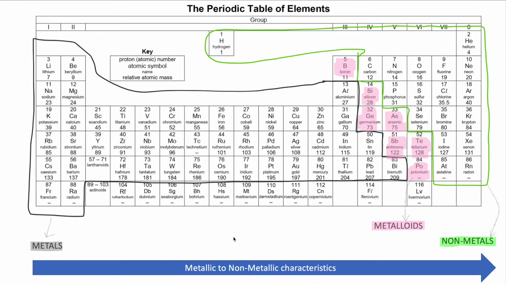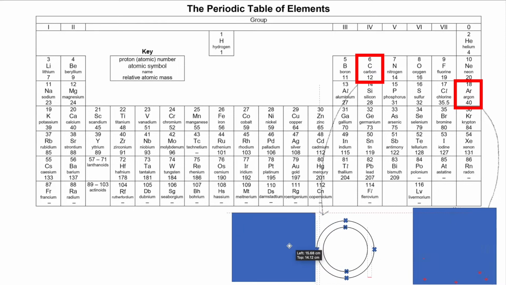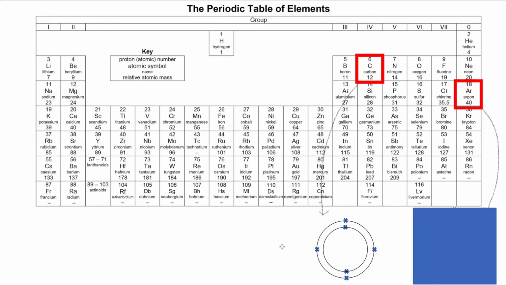So the electronic structure will correspond accordingly to its group and also its period. So let's take a look at, for example, carbon, group 4, period 2. It has 2 shells and 4 outermost electrons. So this is how it would look like. And recall from earlier topics, the full shell for the first shell will be 2, and the subsequent ones will be 8.